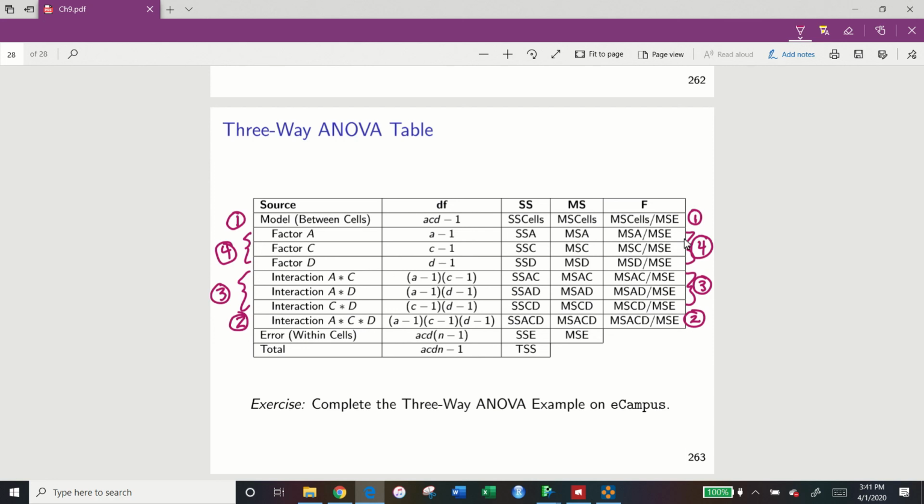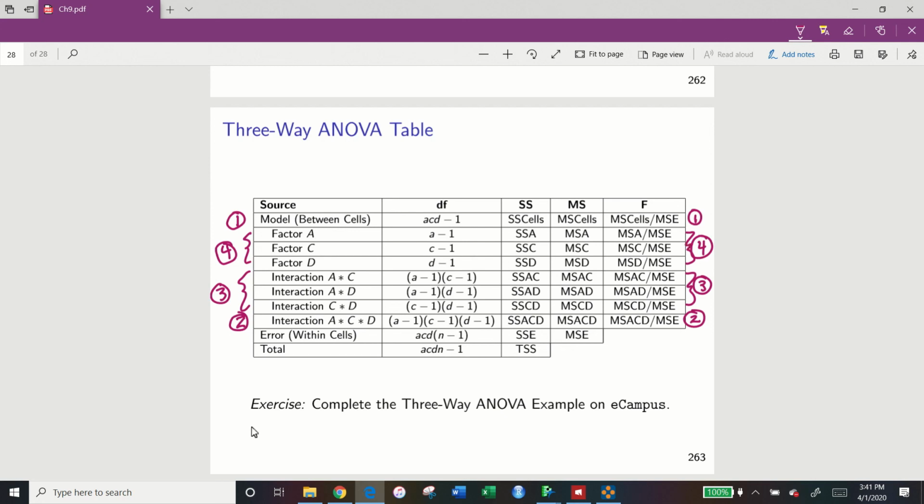If we wanted to extend to four-way, five-way, you can kind of see the pattern. We first do the overall F-test, and then we take a look at the interaction effect that is of the highest order. So if it's a five-way ANOVA table, we'd start by looking at the five-way interaction. If the five-way interaction is not significant, then we take a look at the four-way interactions, then the three-way, then the two-way, and then we take a look at the main effects.